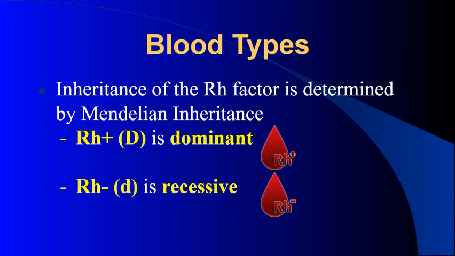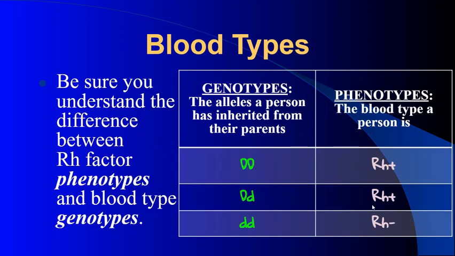Inheritance of the Rh factor is determined by Mendelian inheritance. The Rh positive is dominant over the Rh negative, which is recessive. Now, when scientists are doing Punnett squares to show this, we call the Rh trait the D trait. So again, make sure you understand the difference between Rh factor phenotypes and blood type genotypes. So you can see the genotypes on one side, which correspond to the phenotypes that are on the other.